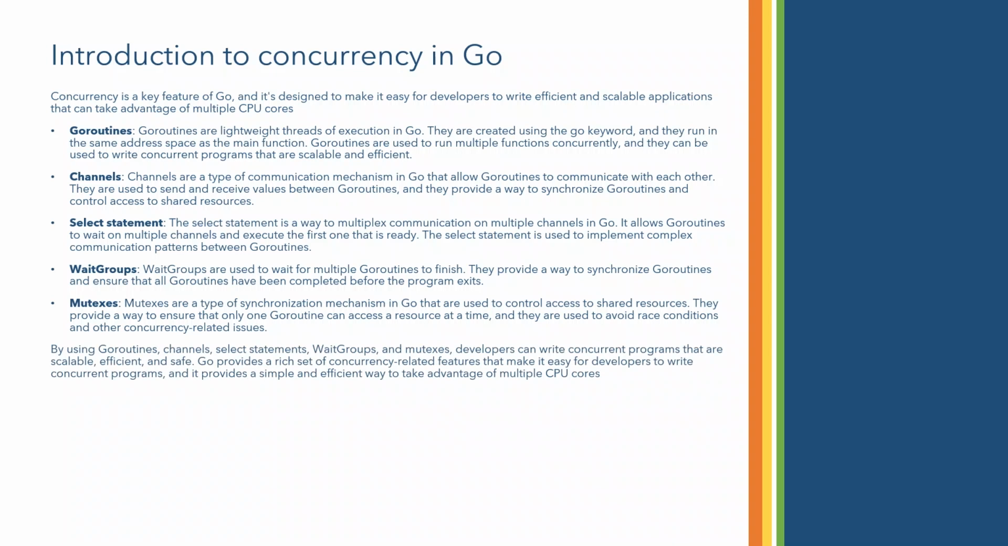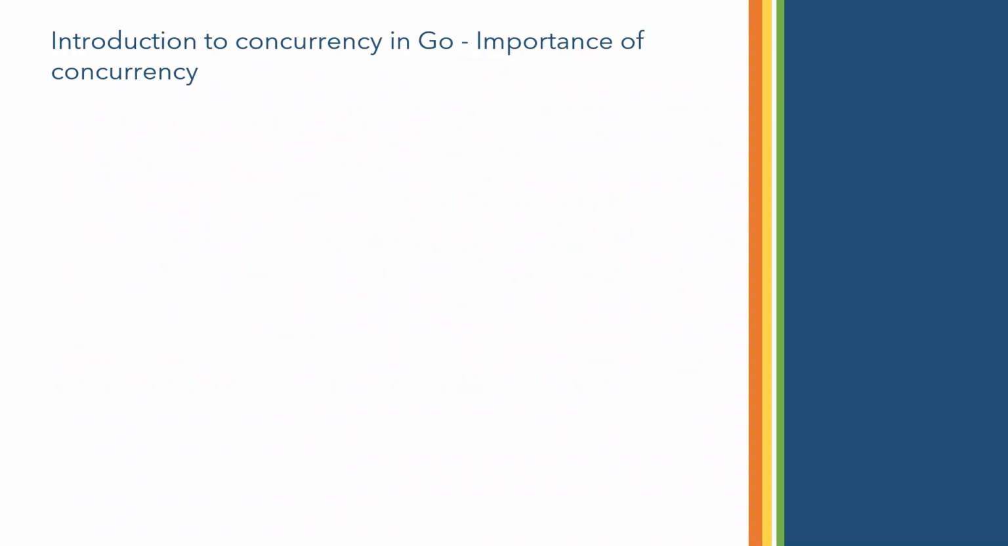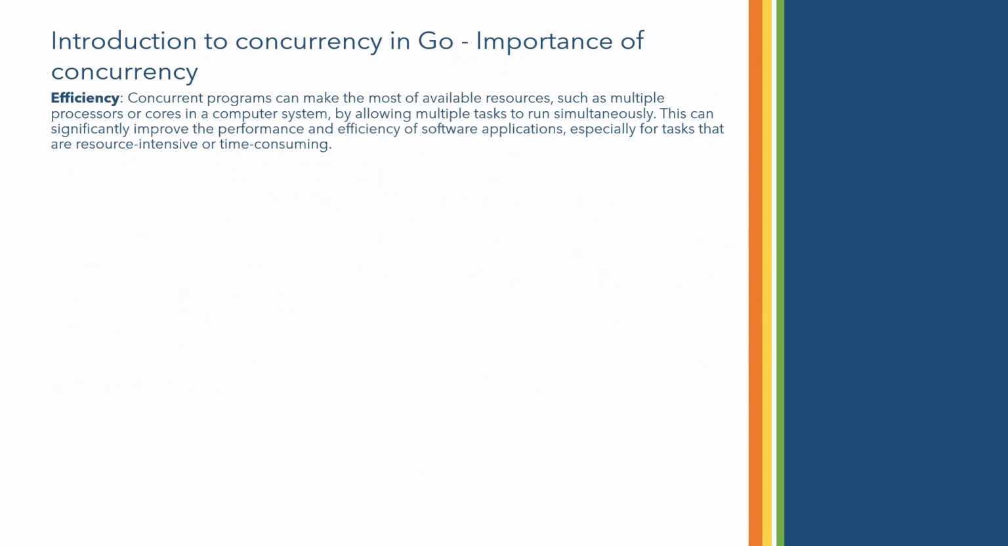By using Go routines, channels, select statements, wait groups, and mutexes, developers can write concurrent programs that are scalable, efficient, and safe. Go provides a rich set of concurrency related features that make it easy for developers to write concurrent programs, and it provides a simple and efficient way to take advantage of multiple CPU cores. So, the importance of concurrency.